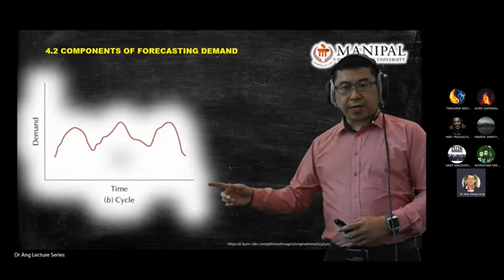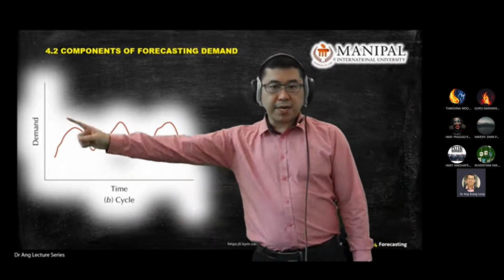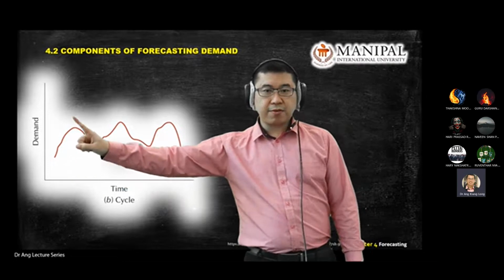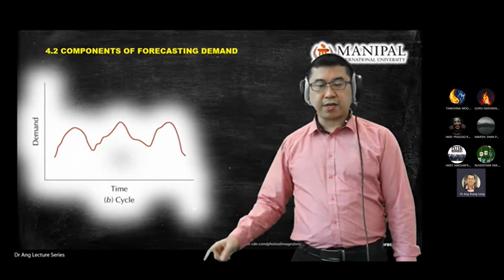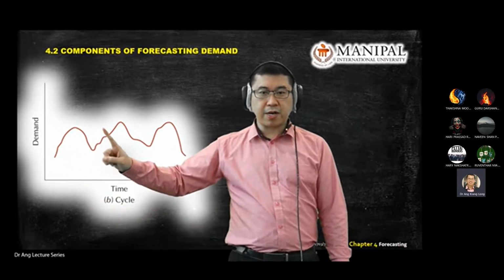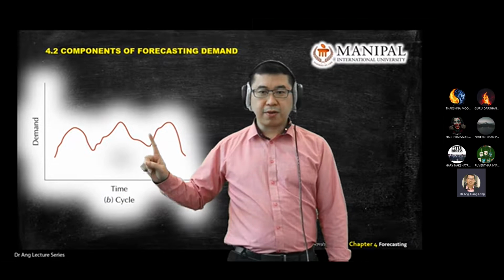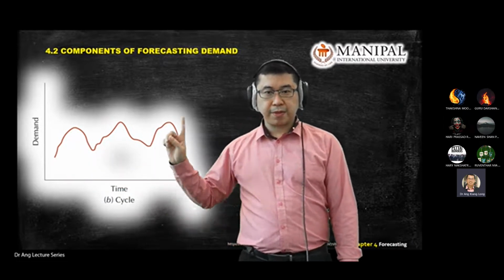Next one, we look at the cycle graph. Demand versus time, and you see the cycle, 1 cycle, 2 cycle, 3 cycle. Cycle means there is an up, down again, and then go up again, go up, go down again. You will see this one is called cycle. Okay.